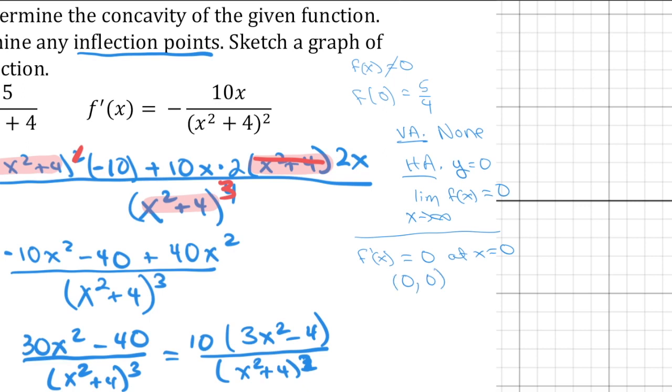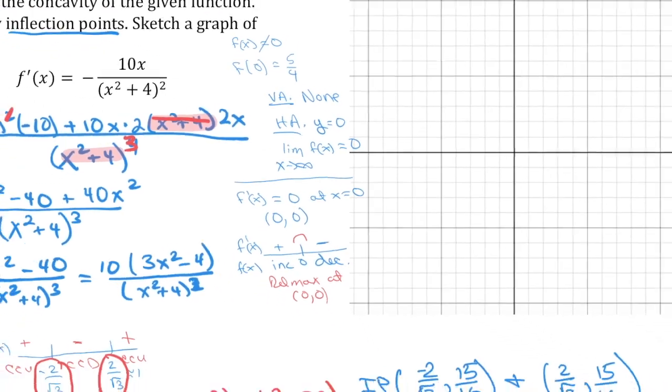It has no zeros in the denominator. So when we think about f prime of x using a sign chart, we only need 0. And it will be positive, then negative. So we know that f of x is increasing and then decreasing. Okay, so if we're going to draw that, that is a relative max at 0, 0. That's going to help us draw this graph.